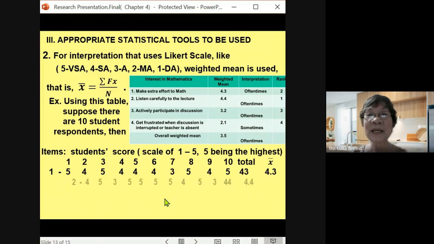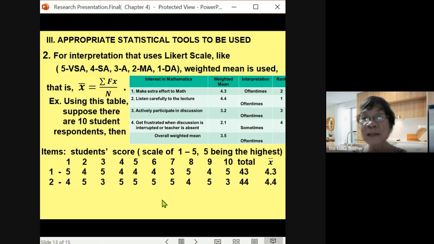Okay? For the second item, we do the same. Each of the 10 students gave their scores. And if you take the sum, that is now equal to 44. Dividing it by 10, we have the second weighted mean, which is 4.4.